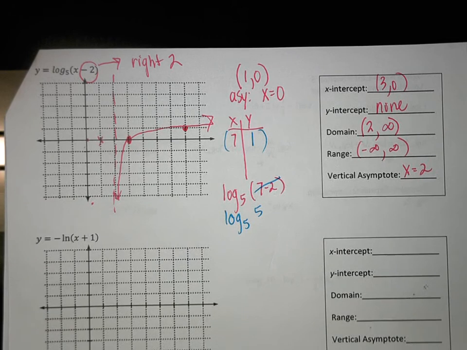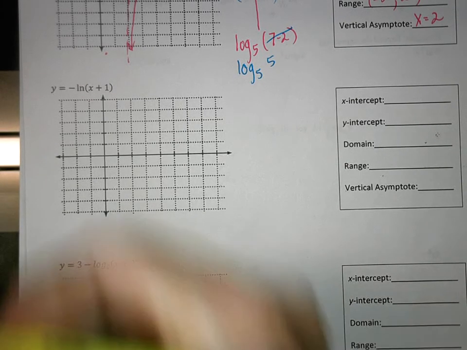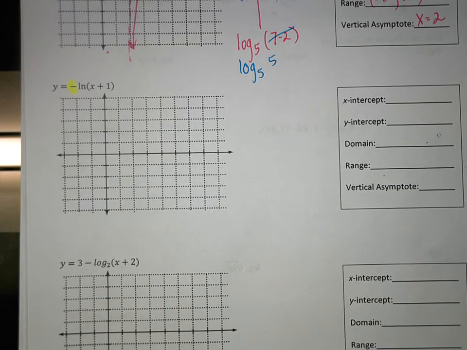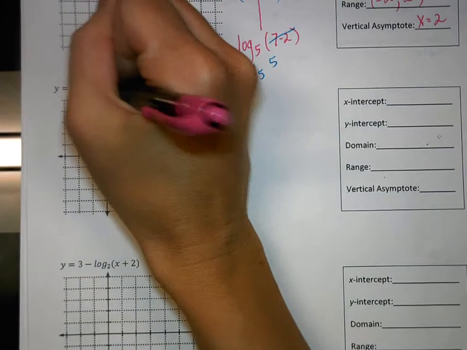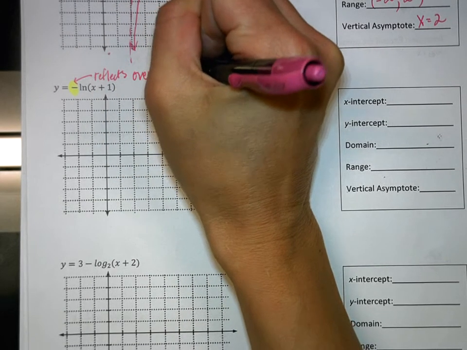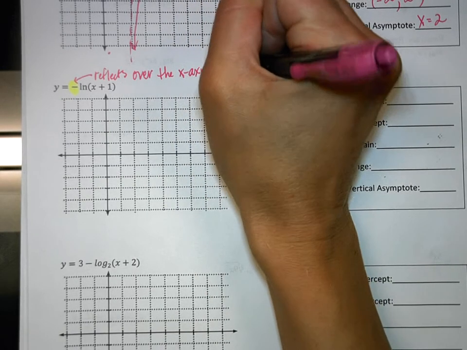Okay, what do you notice about this next one? Natural log. Okay, these graphs will still look the same as a log graph. Okay? But there's something else there that's a little bit scary. The negative. What does that mean? What does that negative mean? Okay? So it means that it reflects over which axis? X-axis. Okay?